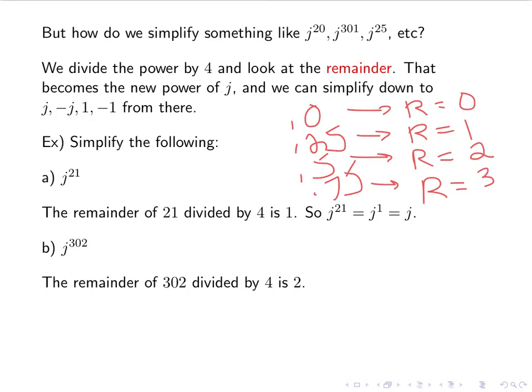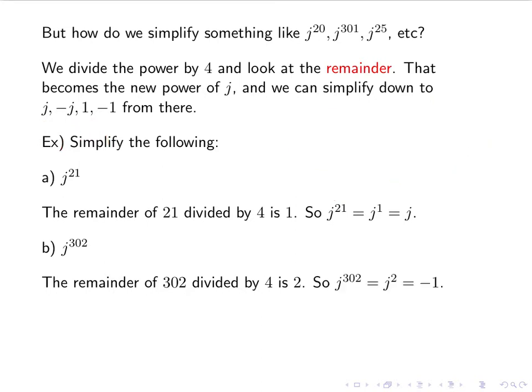Okay, so you can use your calculator for this, but hopefully figuring out the remainder when you divide by 4 isn't too bad. It's either 0, 1, 2, or 3, and that corresponds to j to the 0, j to the 1, j to the 2, and then j to the 3. Again, those 4 possibilities. So for 302, the remainder is 2. So j to the 302 is j squared, which is negative 1. J to the 39. The remainder of 39 divided by 4 is 3.